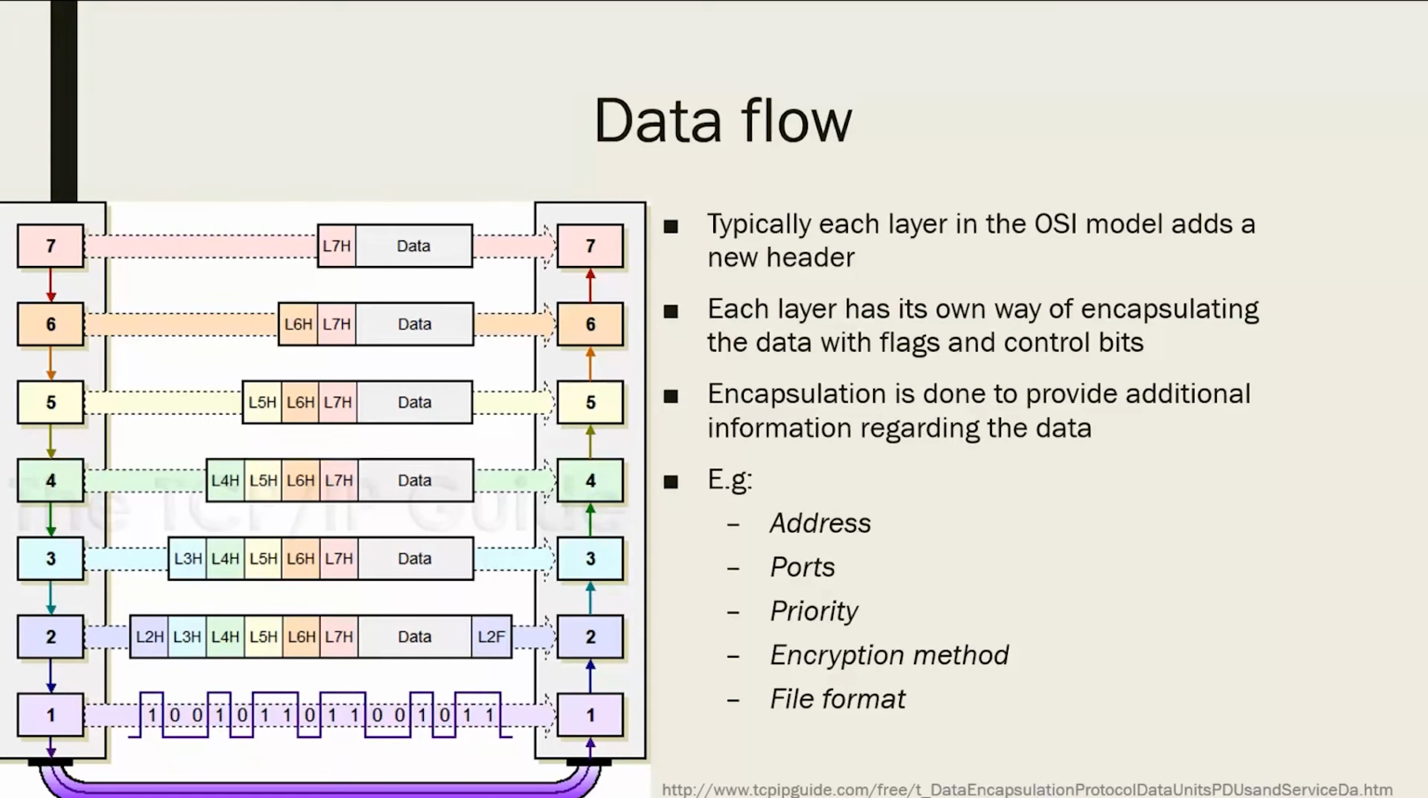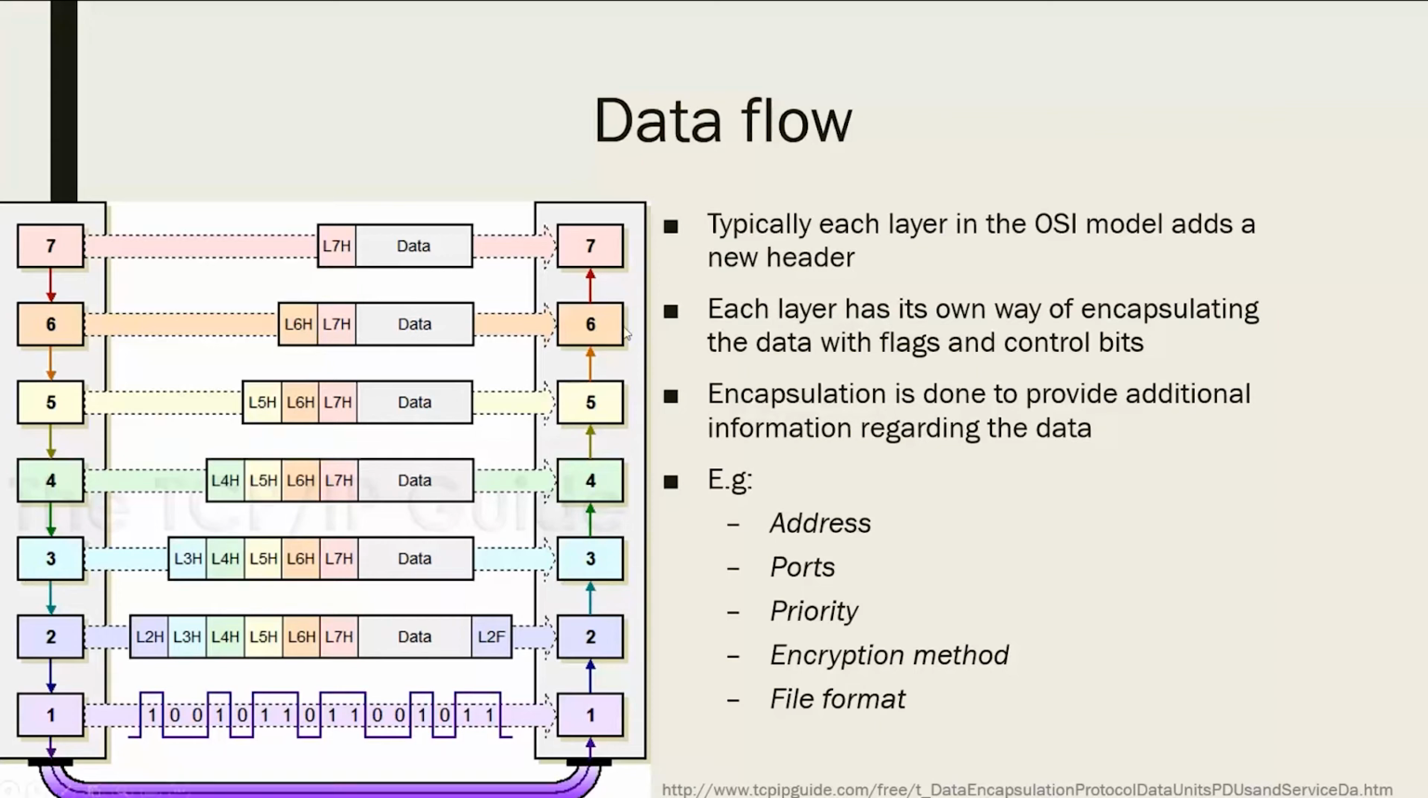And at each of those layers, that could be some encapsulation, that could be some encryption, that could be any layer of control information. So you could be adding addresses, ports, some priority. You could be adding encryption, as I mentioned. It could be file format.